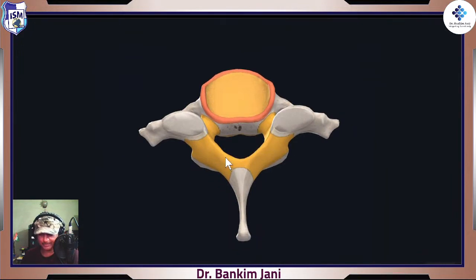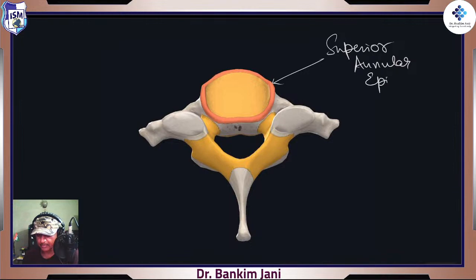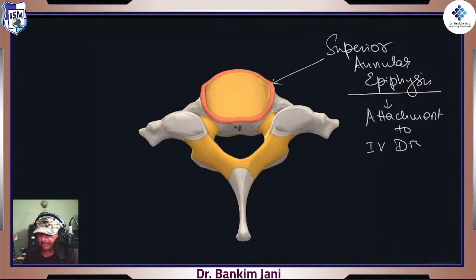Again, this is the same as what we discussed: this part is the superior annular epiphysis. Along with the inferior annular epiphysis of the vertebra above, together they give attachment to the intervertebral disc, which acts as a shock absorber, right? The rest is the vertebral arch. Okay.